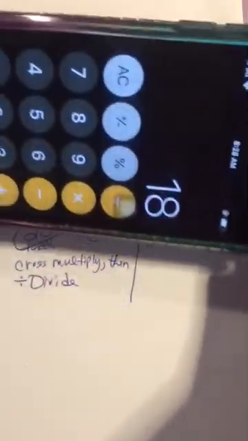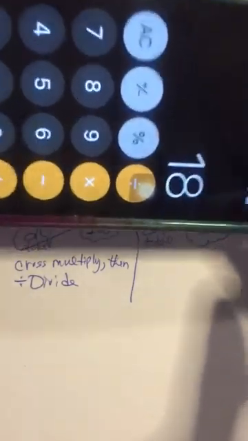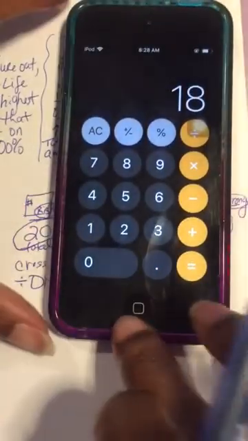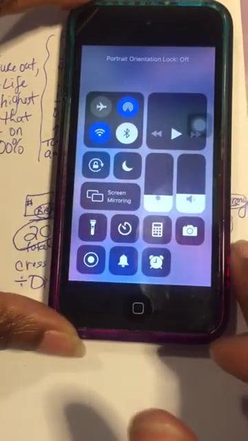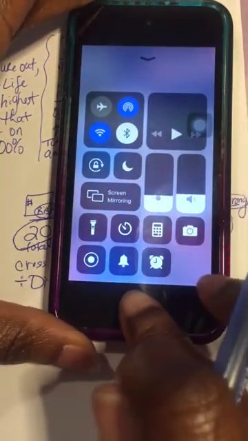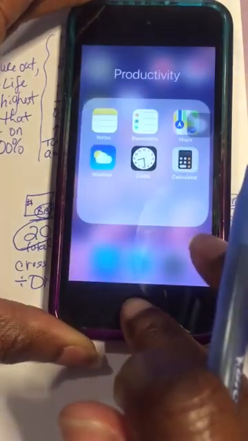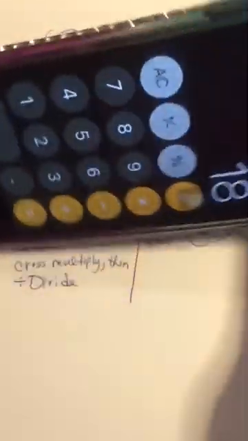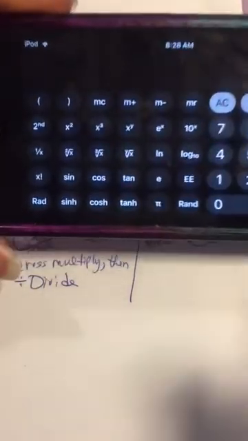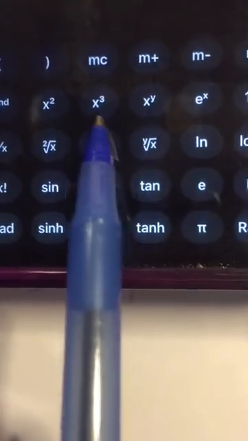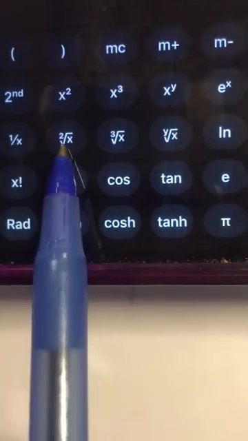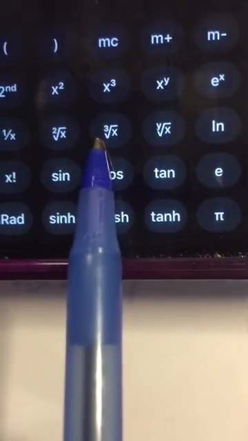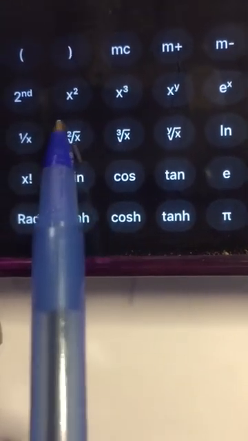Pull it up. When I try to turn the calculator to the side, you don't get that other calculator that pops up because the lock is on. So I'm going to go back and I'm going to turn it off. Orientation lock off. Then I'm going to go back to the calculator. I'm going to turn it to the side, and now I can use the squared, cubed, exponent, square root, cube root. So don't get these mixed up. The square root, the one with the little 2, is what we're going to use.